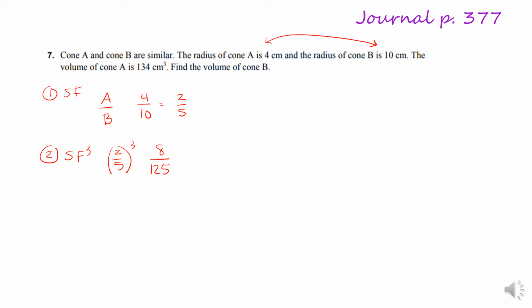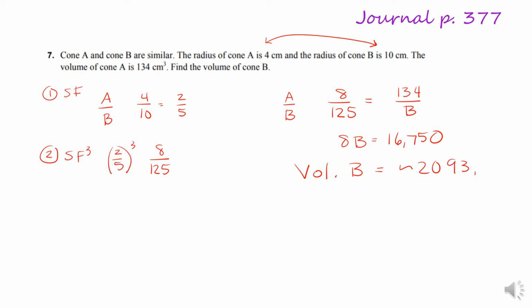Alrighty, so now I'm going to set up the ratio again, A to B, and you can write it over and over to remind yourself. You're going to go 8 over 125, which is your scale factor cubed, and then you're going to put your volume. So I was given A, and I was not given B, so I'm just going to put a big B. So I get 8B equals 16,750. Then I divide both sides by 8, and the volume of B is approximately 2093.8. Okay, so that is how you would find those measures.